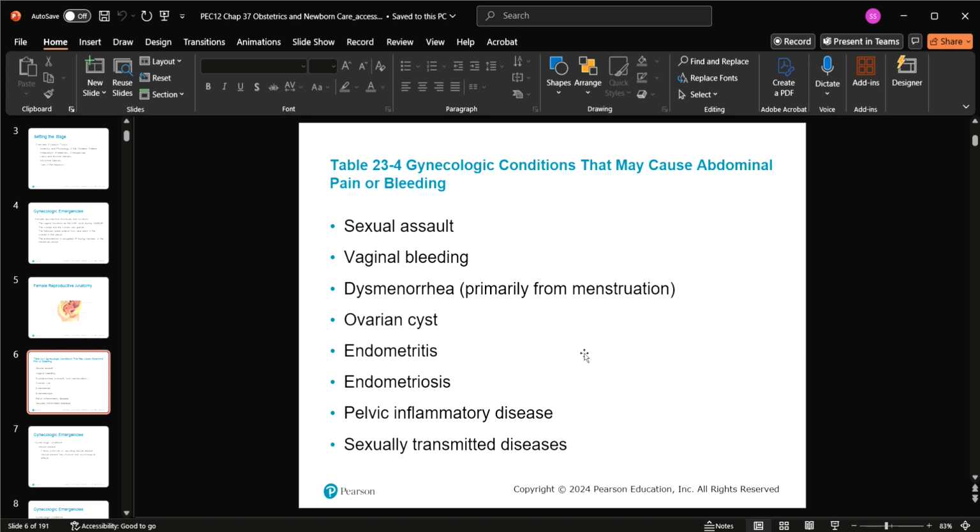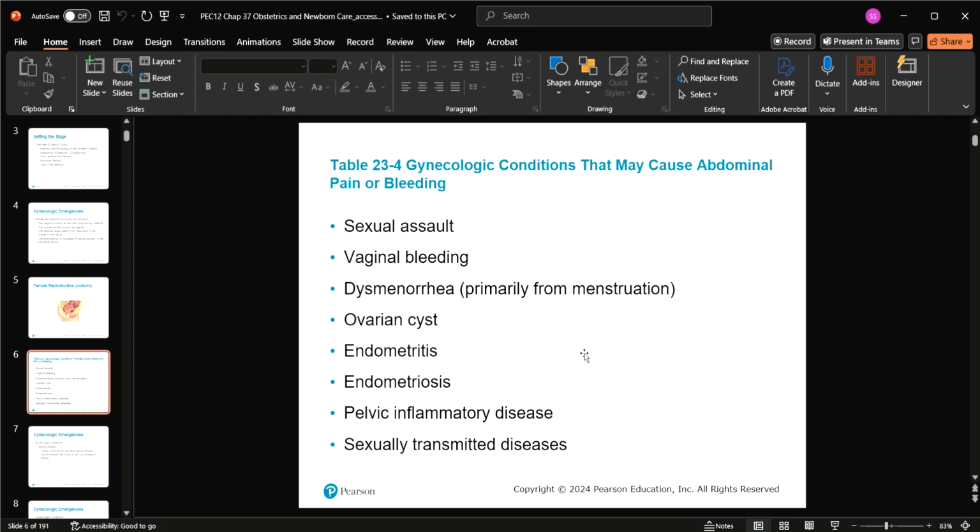Endometritis and endometriosis, two different things. Endometritis is inflammation of the endometrial tissue. The endometrial tissue is the tissue that lines the uterus. So you have an inflammation of the tissue that lines the uterus. And endometriosis, which is different from endometritis, is endometrial tissue outside of the uterus. There are documented cases of it growing in the nose or even the lung. So the endometrial tissue can really appear just about anywhere in the body.